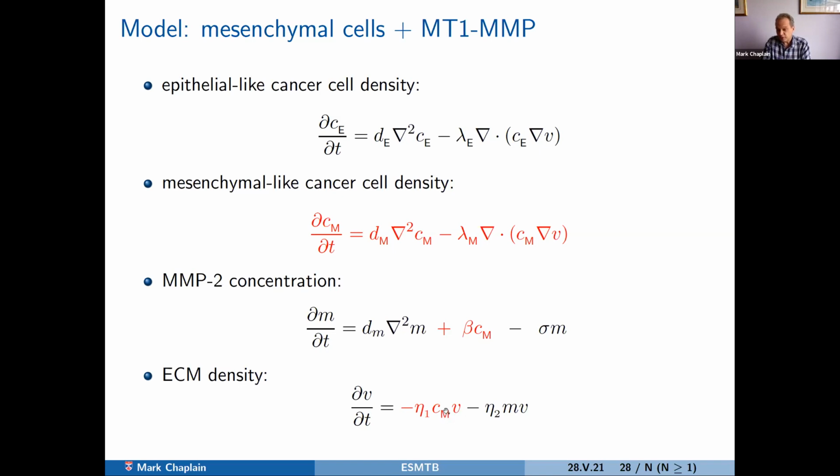So when mesenchymal cancer cells interact with the matrix, there's some level of degradation, which is more or less what happens, because the membrane-bound MMPs are on the surface of the cancer cells, so it's as if the cancer cells themselves are degrading the extracellular matrix. So that's the updated invasion system.